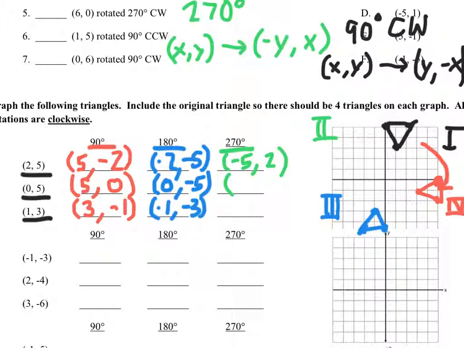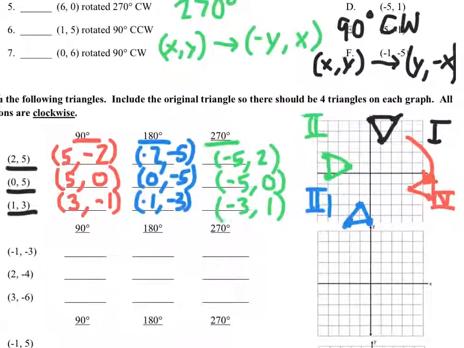For 0, 5, our new x value will be the opposite of our old y value. That'll be -5 again. And our new y value will be the same as our old x value, which is 0. Finally, for 1, 3, that'll give us -3 and 1. Now we need to plot these 3 points. -5, 2 is right here, -5, 0 is right here, and -3, 1 is right there. Connect the dots for our triangle.